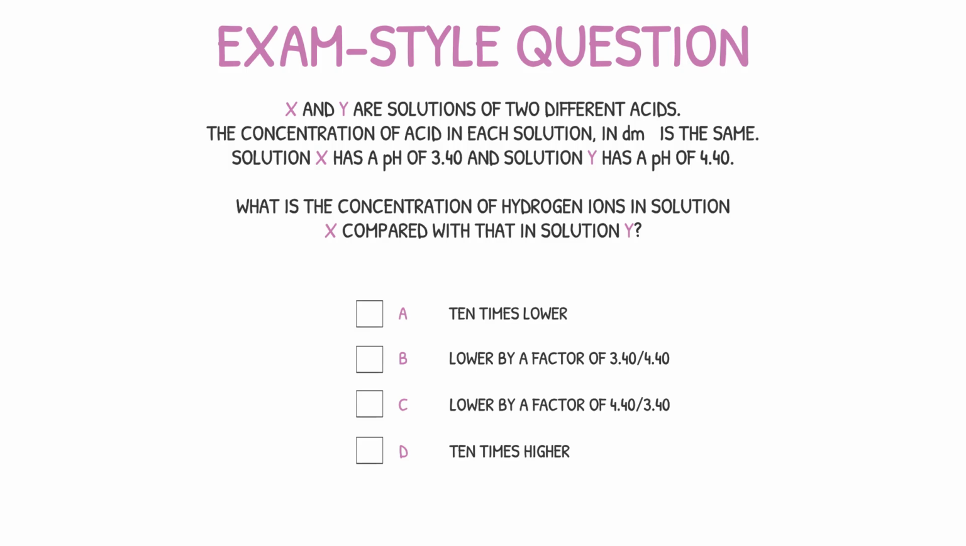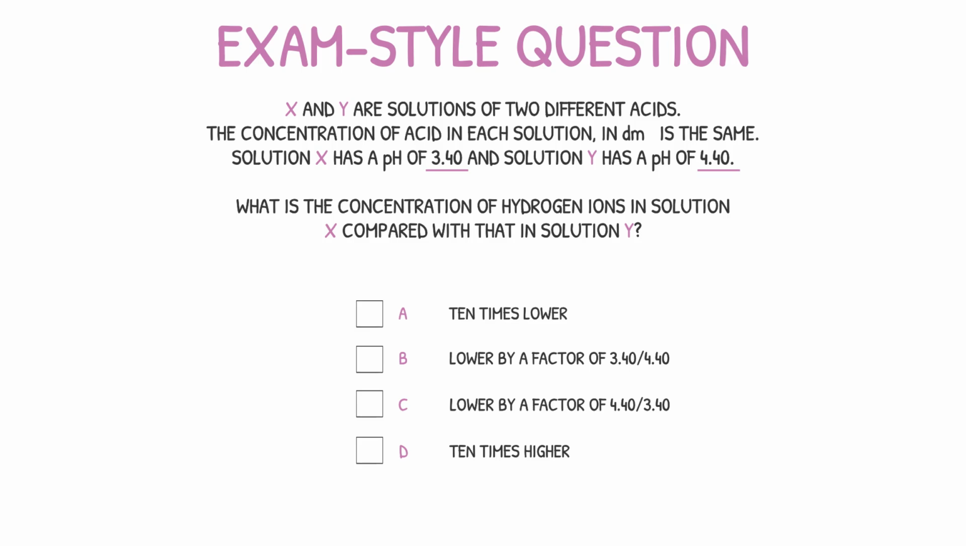This question states that solution X has a pH of 3.40 and solution Y has a pH of 4.40. You are asked to identify how the concentration of hydrogen ions in solution X compares with the concentration of hydrogen ions in solution Y. We can see that both solutions differ by a value of 1. This automatically indicates to us that the concentration of hydrogen ions in both solutions must differ by a factor of 10, and so this eliminates options B and C automatically.